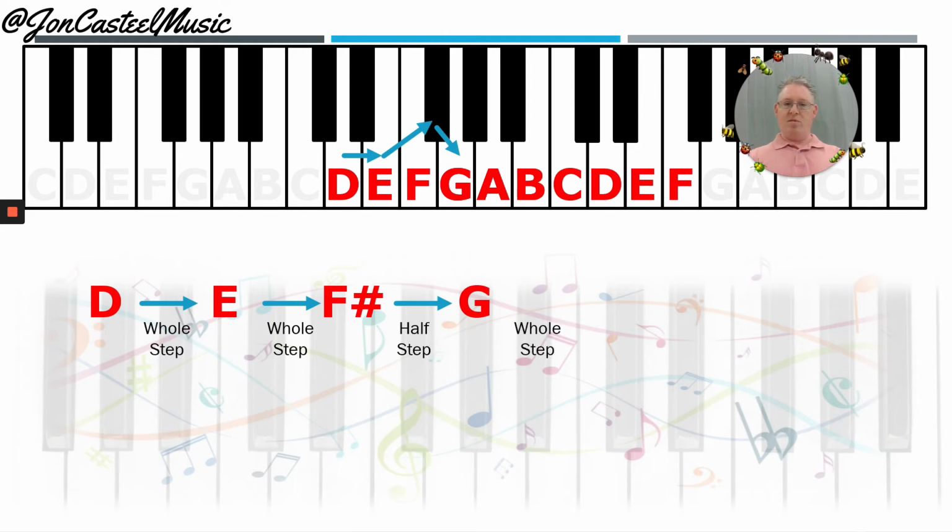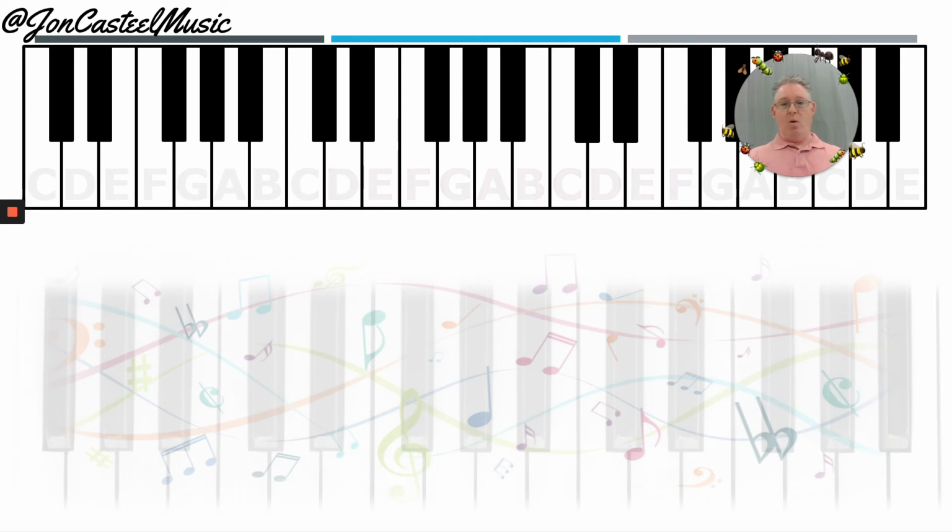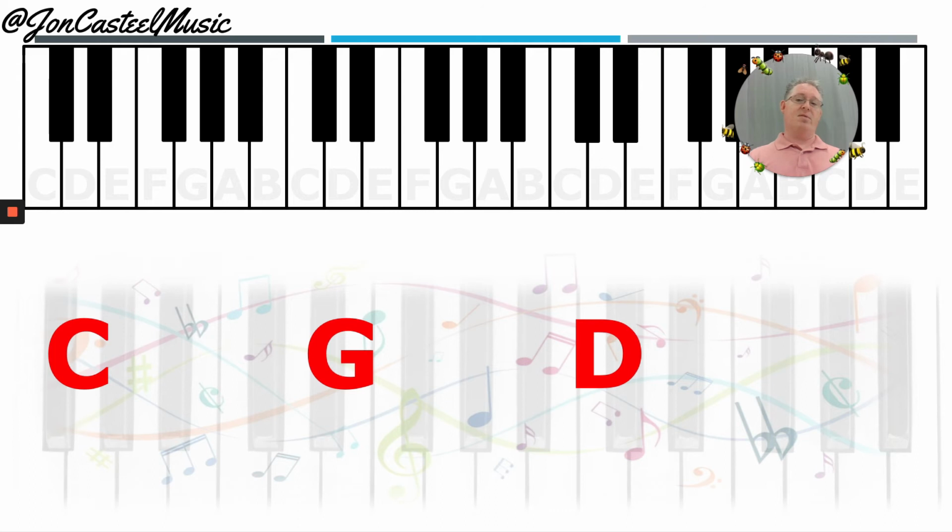Now, if we go a whole step from G, our note's going to be A, another whole step. That will make our note B, and then another whole step. What's the note going to be? It's going to be C sharp. So the key of D has 2 sharps in it, whereas the key of G only had 1 sharp in it. Now, what we're going to look at is what we call the circle of fifths.